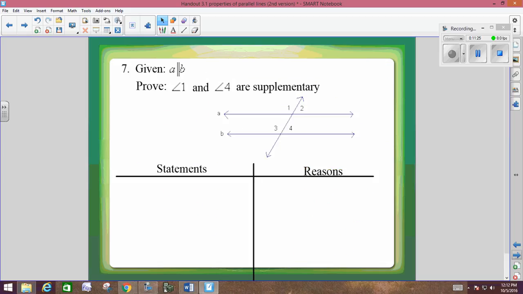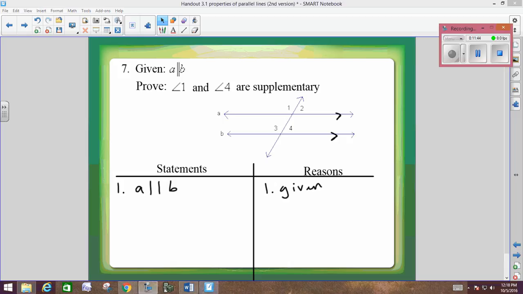Number 7, we have a proof here. Given A is parallel to B. We want to prove that angle 1 is supplementary to angle 4. All right, here we go. You may have done this differently because there's more than one way to prove it. Guys, back up here. So I'm just going to go through one way and then we can talk about the other one. Since I'm trying to prove something about angle 1, I'm going to go there first.